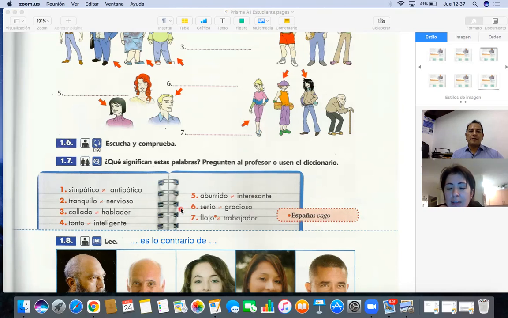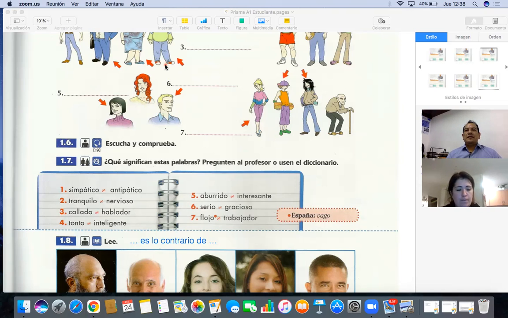So serio es lo contrario de gracioso. So it's serious in the contrast to, well, I guess that's like funny or silly. Exacto. Serious is the opposite of funny. Muy bien, 7. Floja es lo contrario de trabajador. What is trabajar? It's to work. Oh, okay, I get this then. So it's like a lazy person and then someone who's a hard worker. Exacto. Super.